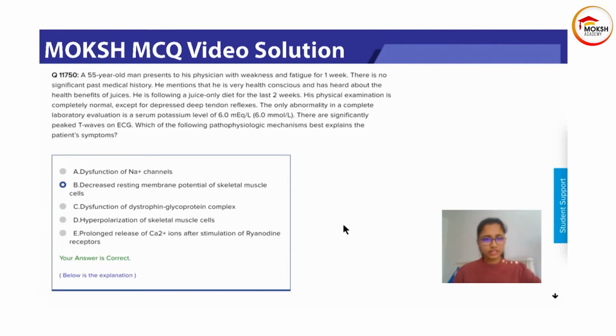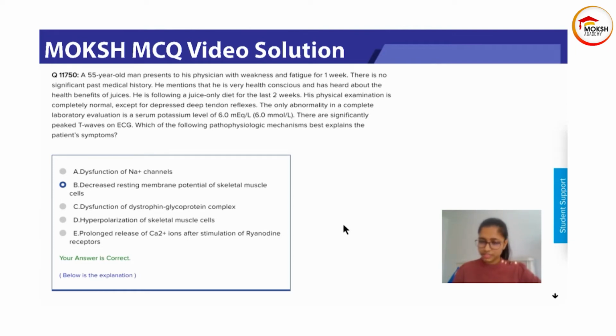Dysfunction of sodium channel. So sodium channel dysfunction doesn't cause peaked T waves, first of all, right? And even if there is a dysfunction, it's going to cause more of a sodium level dysfunction rather than affect potassium that much and cause hyperkalemia.